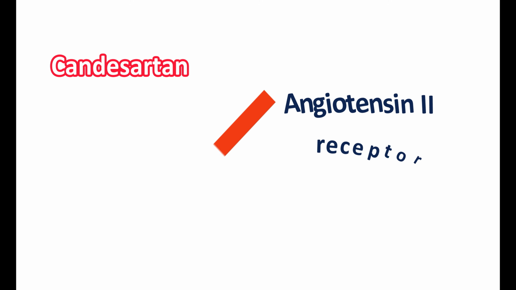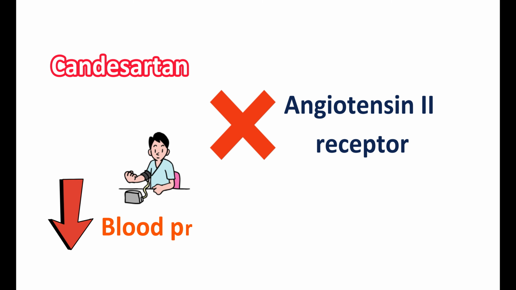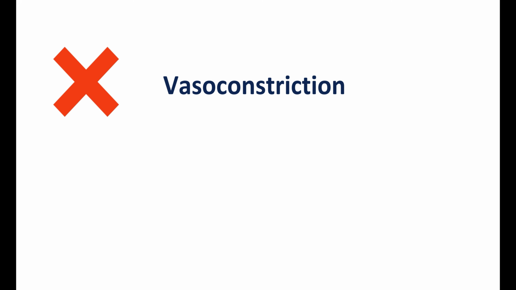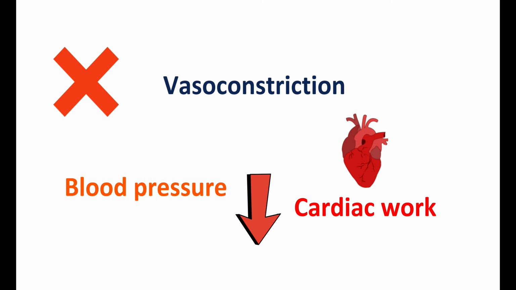Candesartan acts as an antagonist at angiotensin 2 receptors. It blocks the actions of angiotensin 2. These medications can reduce the blood pressure by inhibiting the actions of angiotensin 2. This reduces the vasoconstriction produced by angiotensin 2, leading to a decrease in the blood pressure. Thereby, it reduces the cardiac work and increases its efficiency.